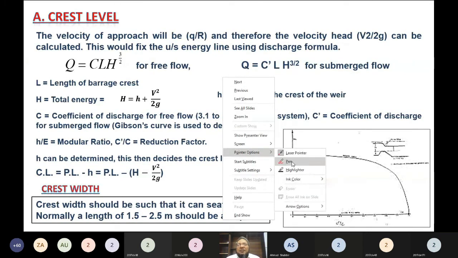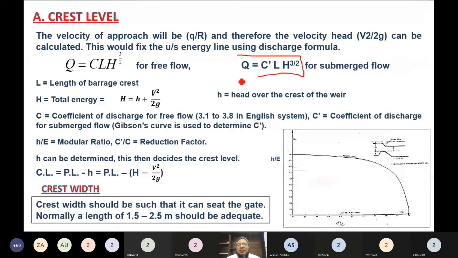आपने ये वाली equation use करनी है, which is for submerged weir. Then from this equation, what you will compute? You will compute this H, because you know the discharge, you know the C dash, you know the L, so H you can compute. And you know this approach velocity, and then you can compute small h.